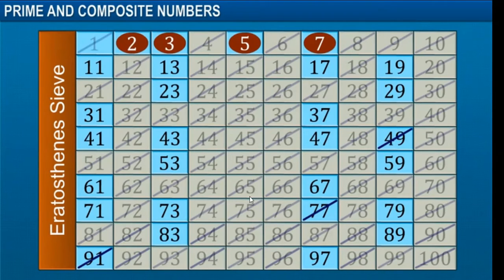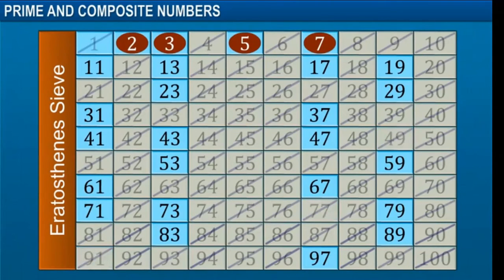Okay. So now the next uncrossed number is 11. Correct. 8 is already crossed, 9 is already crossed, and 10 is already crossed. So the next uncrossed number is 11. So we have to see the factors of 11. Now if you see the grid, multiples of 11 are already crossed. There is no need to cross anything further.